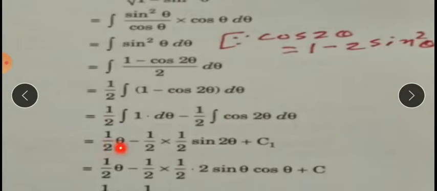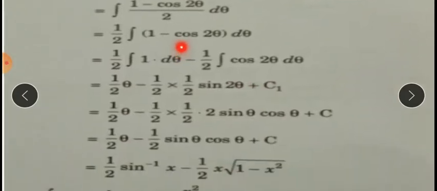Here 1 upon 2 integration 1 with respect to theta is theta by 2, minus 1 upon 2 integration cos 2 theta. 2 is constant; in integration it is 1 by 2 sine 2 theta. This is constant C1. This is theta by 2 minus 1 upon 2 into 1 upon 2 sine 2 theta. The formula is 2 sine theta cos theta, that is theta by 2 minus 1 upon 2. Here 2 is divided by 2, that is 1 upon 2 sine theta cos theta.